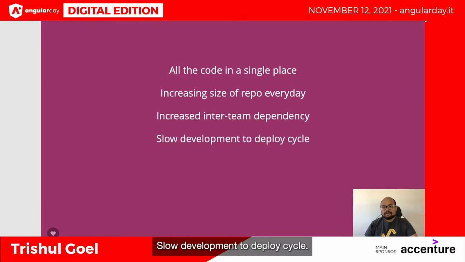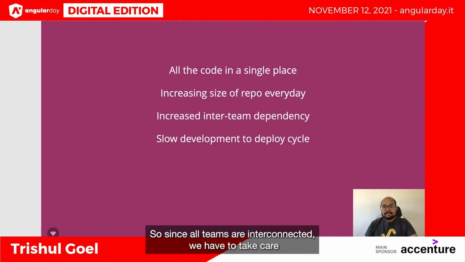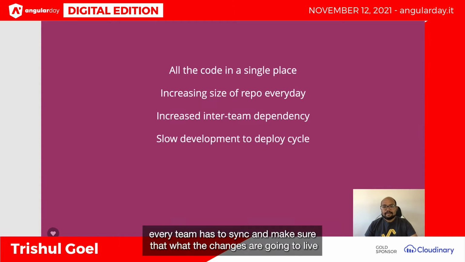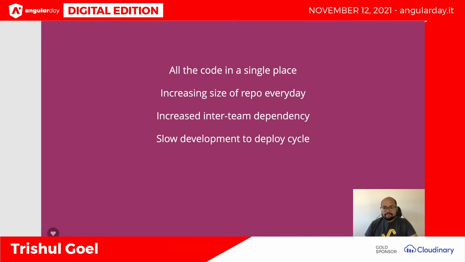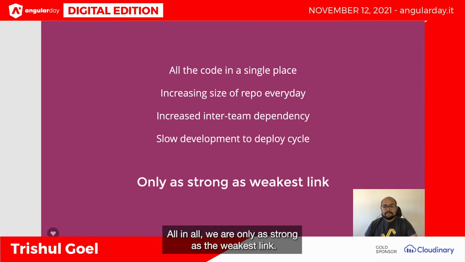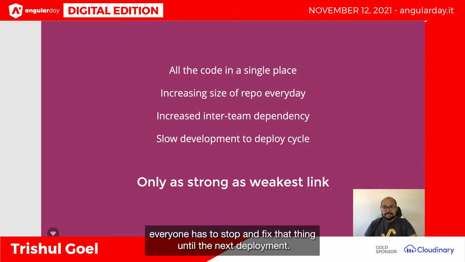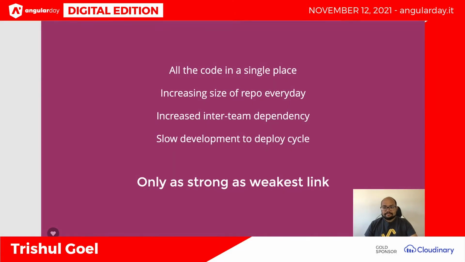Slow development to deploy cycle. Since all teams are interconnected, we have to take care of every team together. And for a single deployment, every team has to sync and make sure that the changes that are going to live are pretty stable and nothing is breaking on the live. All in all, we are only as strong as the weakest link. If one of the teams broke anything, everyone has to stop and fix that thing until the next deployment.